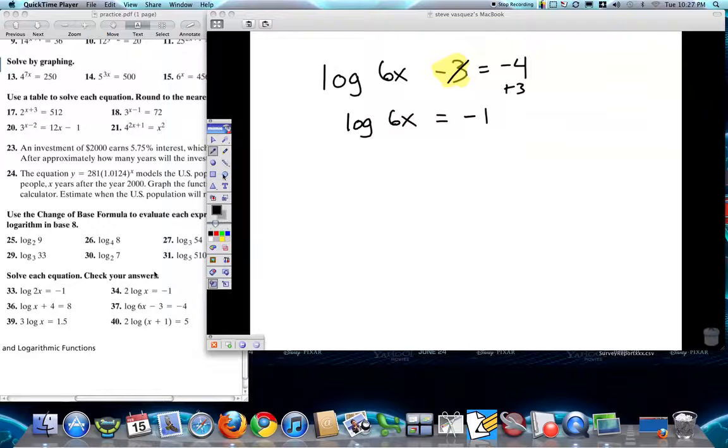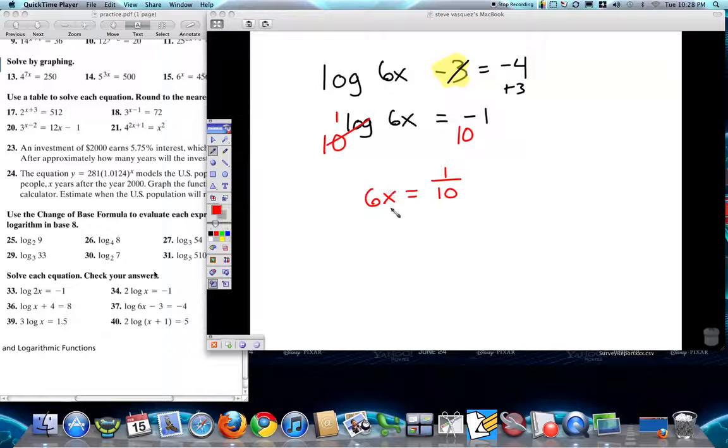I'm then going to go ahead and use my rule number 5, which says on both sides raise it up to the power of 10. So I have 10 to the log 6x and 10 to the power of negative 1. Those both cancel and turn into 1. So on the left I have 6x is equal to 10 to the negative 1 power. The negative 1 power is like 1 over 10. Because that makes negative exponents. If you move them to the bottom, they become positive.